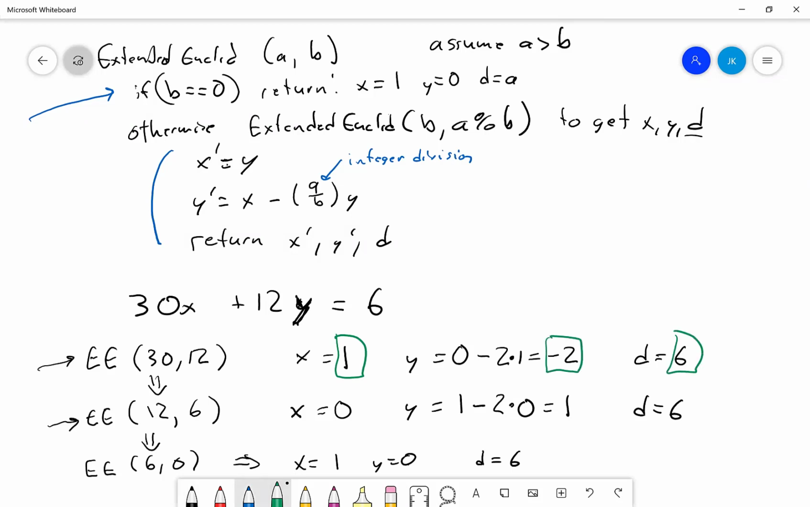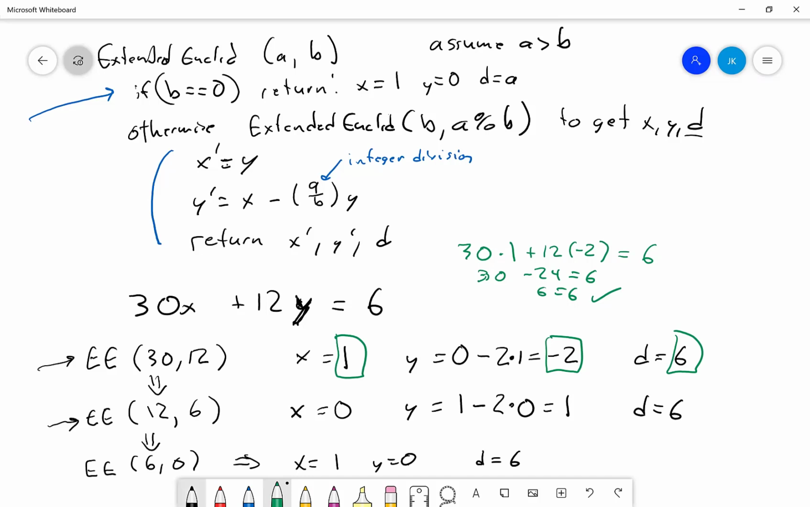If we plug this in here, we would see that 30 times 1 plus 12 times minus 2 equals 6. This is 30 minus 24 equals 6. 6 equals 6. Everything is exactly the way we want. So we found solutions. That shows you how this process works. Each time we call, we get back 3 values, x, y, and d. We recompute a new x and y and pass those back to the previous level, and we just sort of undo and work our way back, and we get a solution along the way.